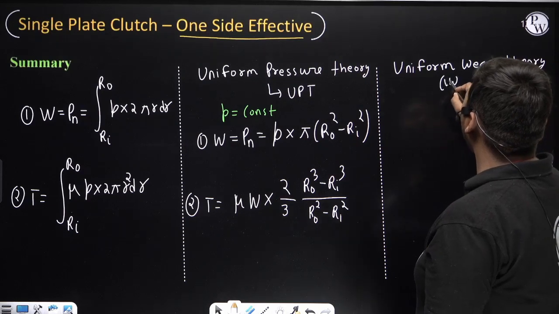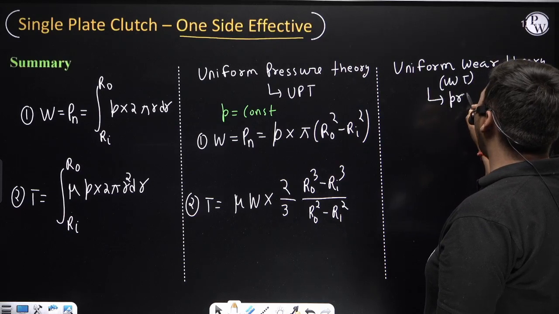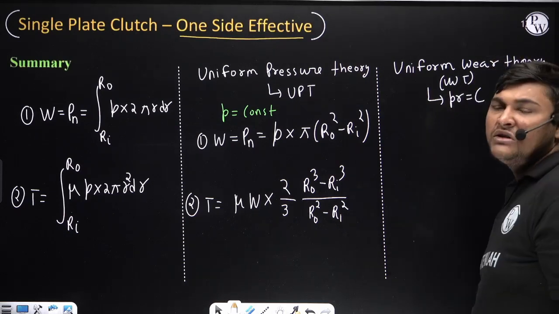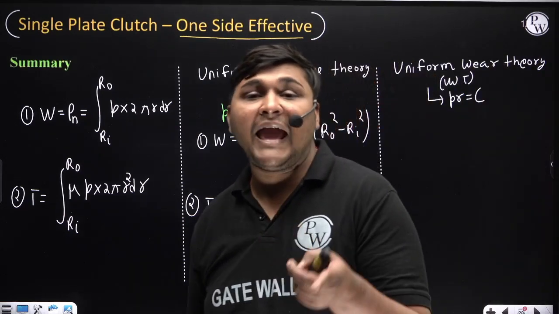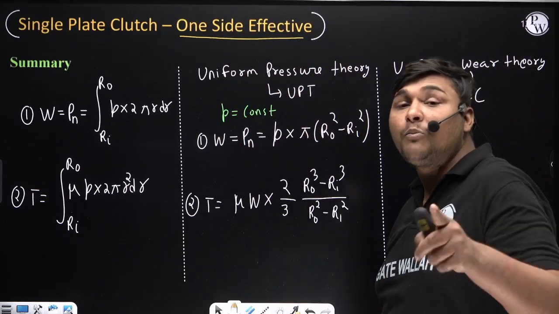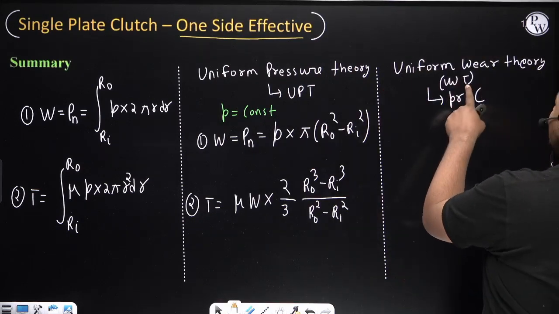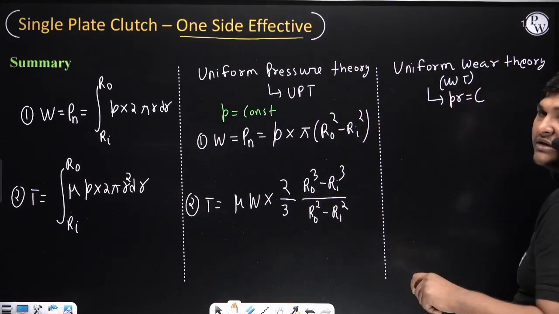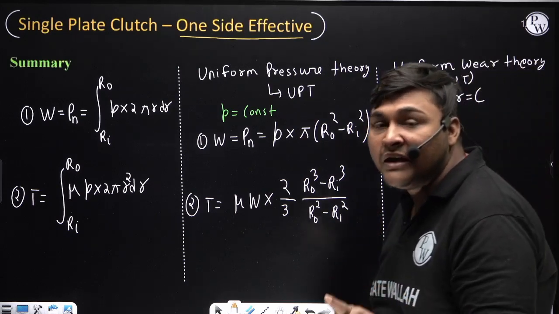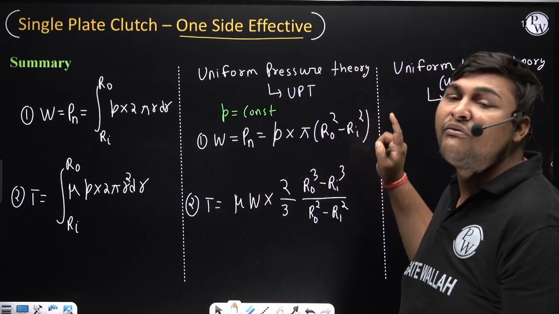In uniform wear theory, what we are assuming is that the product of P into R is constant. That constant I am representing as C. Uniform wear theory means pressure is not constant; the product of P into R is constant. Now through the expression you can conclude that if R is increasing, pressure will decrease, meaning pressure will be maximum at the inner radius. And if maximum pressure is given in the question, you can easily calculate the value of C.